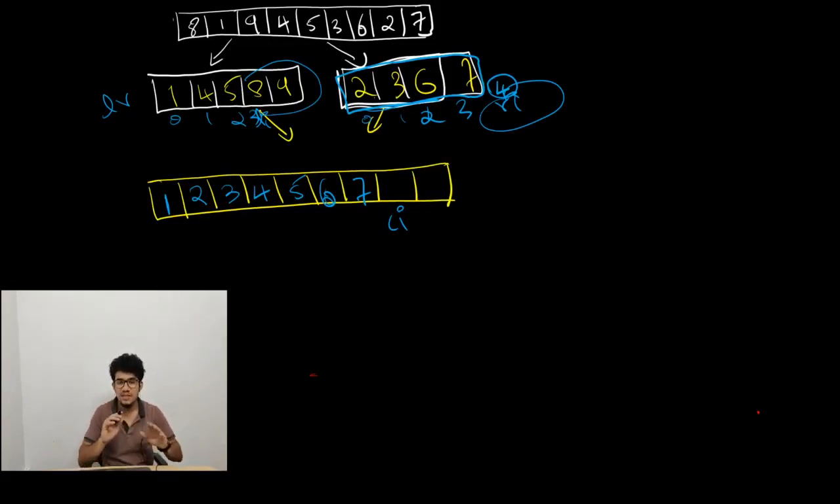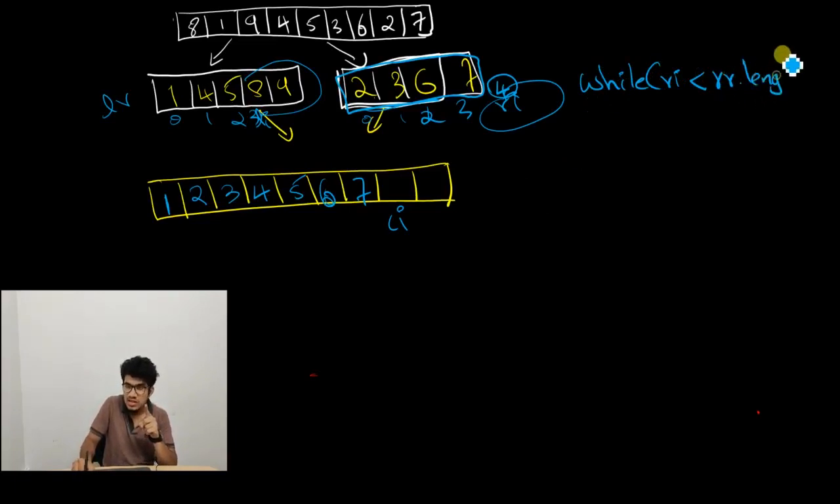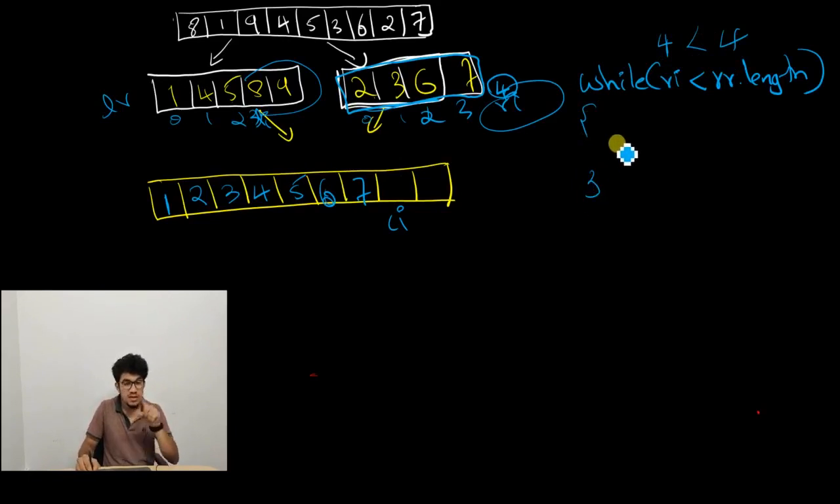It is like this. While loop: if Ri is still less than RR dot length, this is what I will check. Is it still less than? Right now, what's the Ri value? Ri value is 4. What is RR dot length? That is 4. Is 4 less than 4? No, condition is false. There is some code inside this while loop. We will see later what it is. But this code will not execute because I got to know that from the RR array I don't have to copy.